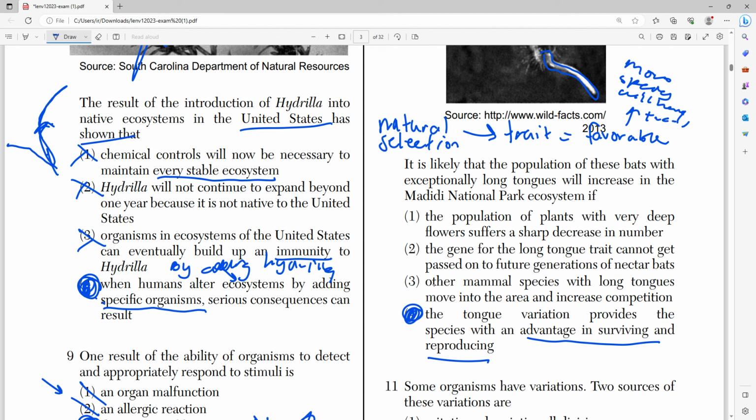Number 3 is wrong. Long tongues increase competition. That means it's not favorable because you're competing. Number 2 is if the trait cannot get passed into future generations, that means it won't be passed on in general. And number 1 says the population of plants with very deep flowers suffers a sharp decrease. All that means is that they no longer need the long tongues to survive.